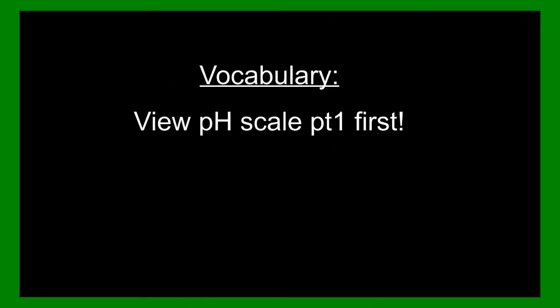Vocabulary. For this video, you really should be watching the pH scale part 1 video first, but basically we're going to cover the concepts of the hydrogen ion, the hydronium, the hydroxide ion, pH scale, and the relationship between hydrogen ions and hydroxide ions in acids and bases. For our understanding, we're going to be using an interactive simulation from phet.colorado.edu from the University of Colorado.